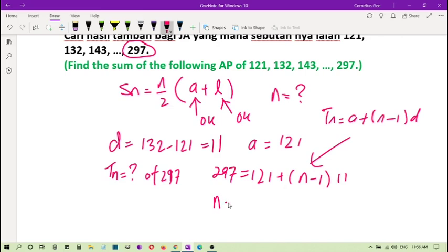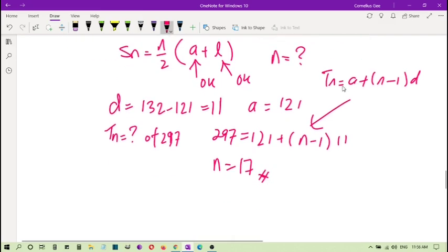Okay, so n, I solve it as a persamaan linear. 297 minus 121 divided by 11, then plus 1. Okay, so it's 17. Jadi sebutan 17. Kalau 17 kita boleh teruskan untuk mencari S17. S17 adalah 17 per 2.